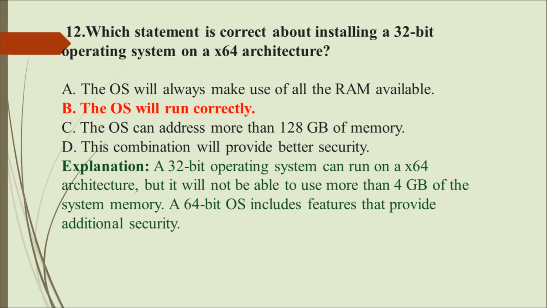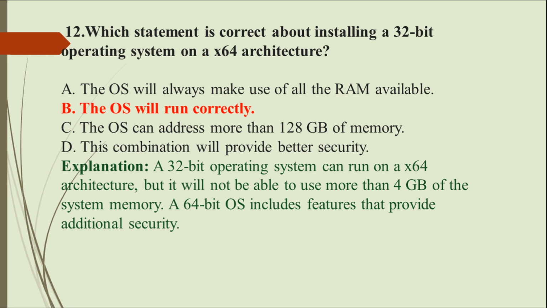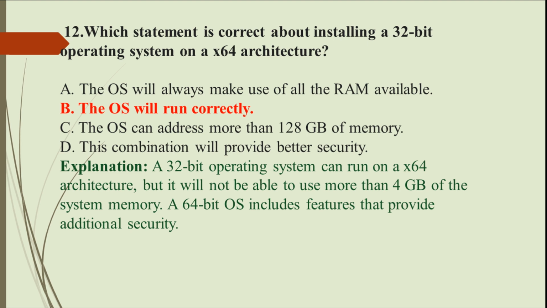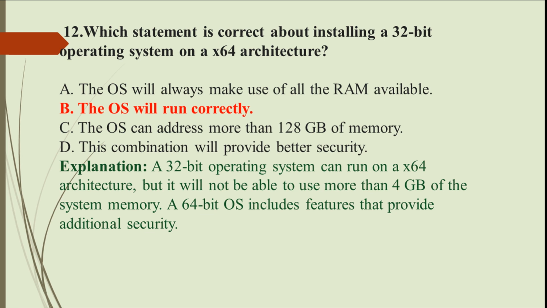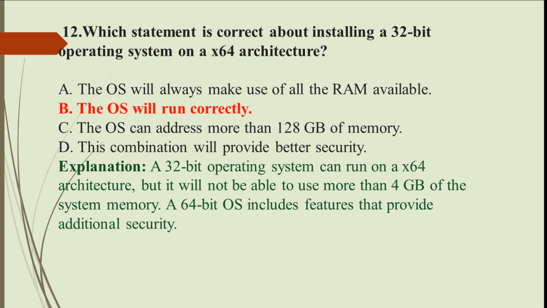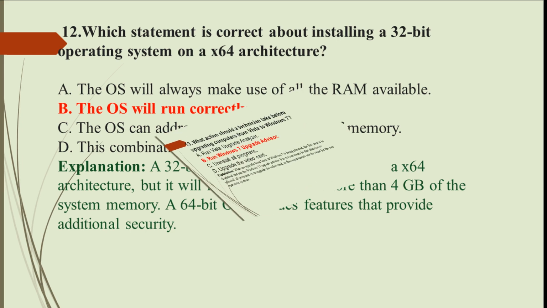Q12. Which statement is correct about installing a 32-bit operating system on an x64 architecture? A. The OS will always make use of all the RAM available. B. The OS will run correctly. C. The OS can address more than 128 GB of memory. D. This combination will provide better security. Explanation: a 32-bit operating system can run on an x64 architecture, but it will not be able to use more than 4 GB of the system memory. A 64-bit OS includes features that provide additional security.